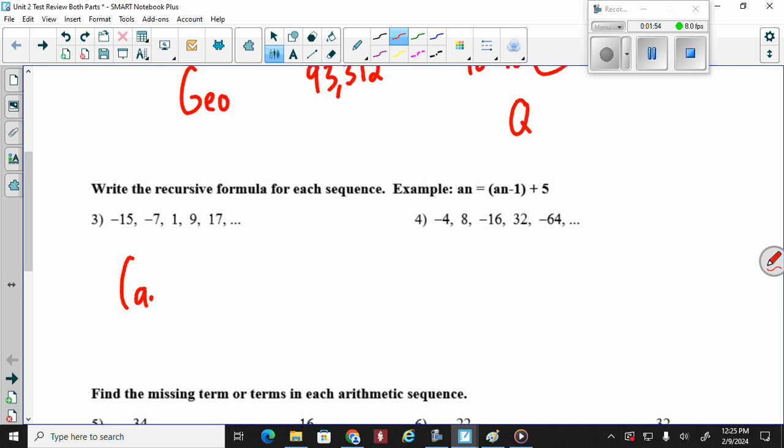All right, write the recursive formula. Remember, it's always going to be a sub n minus 1 something, like number 4. I don't know, I put that a so big. So I don't even know what I'm actually going to be doing. I just know that that's the formula that's going to start off with.